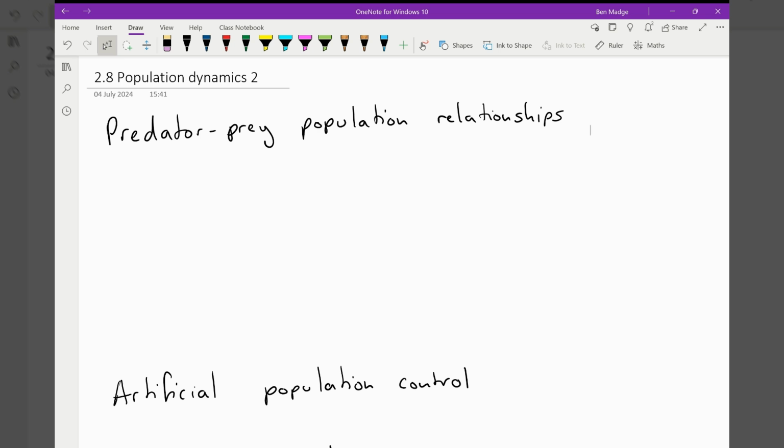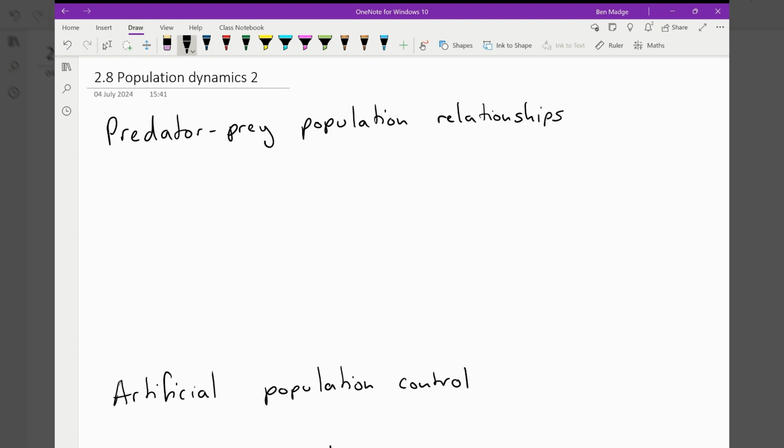So this is 2.8 Population Dynamics 2, so it's the second lesson on our population dynamics. The first thing that we're going to look at is predator-prey population relationships, and then we'll look at artificial population control. So the first thing we're going to look at is predator-prey relationships.